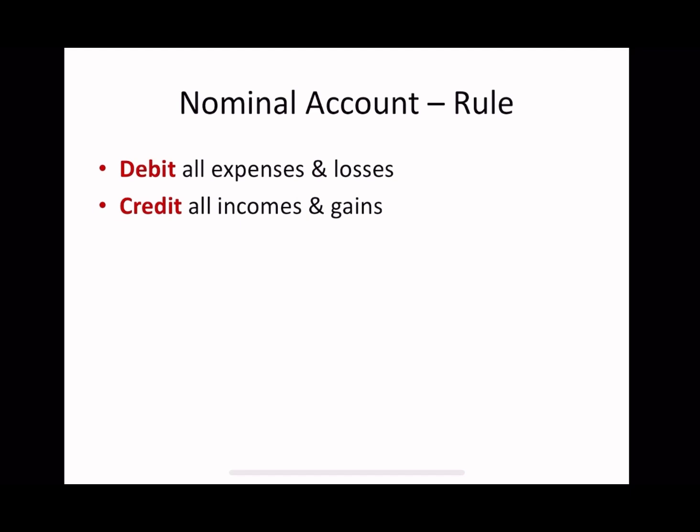Nominal account. These are the accounts related to expenses and incomes. Example: rent, salary, electricity, commission and interest. Nominal accounts help in calculating the profit or loss of the business. The golden rule of nominal account is debit all expenses and losses and credit all gains and incomes. Whenever an expense occurs, it is debited. Whenever an income is earned, it is credited.